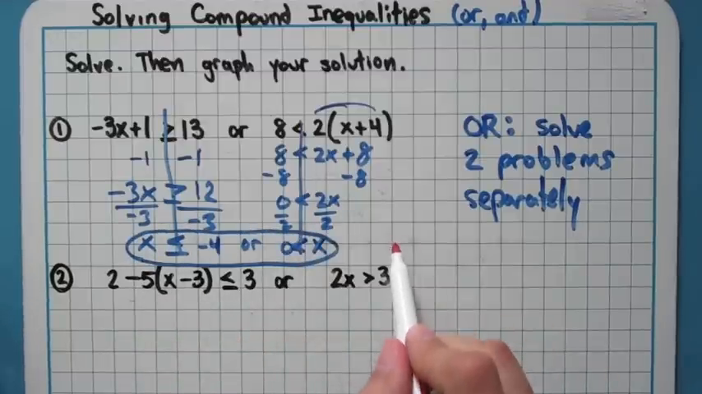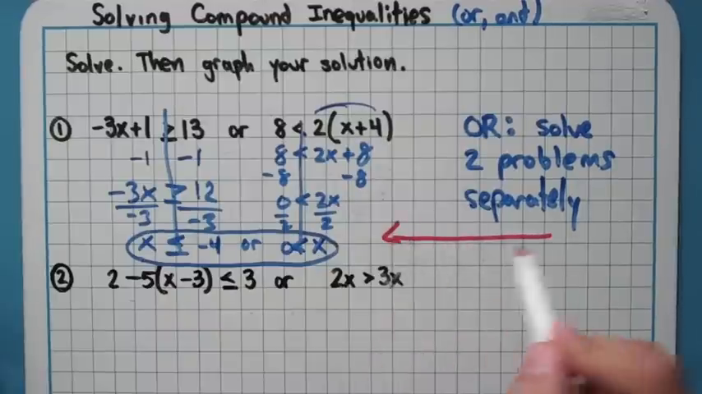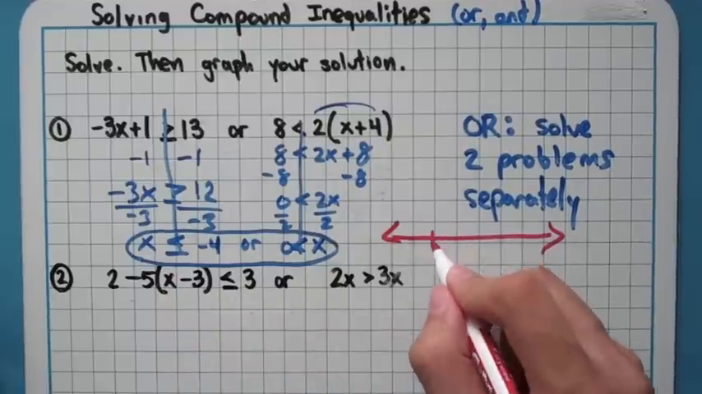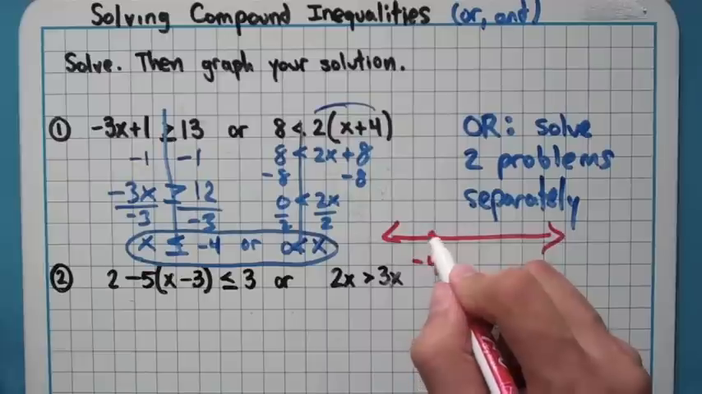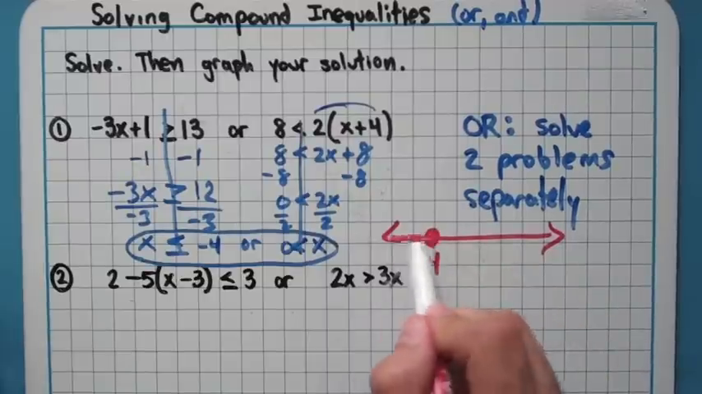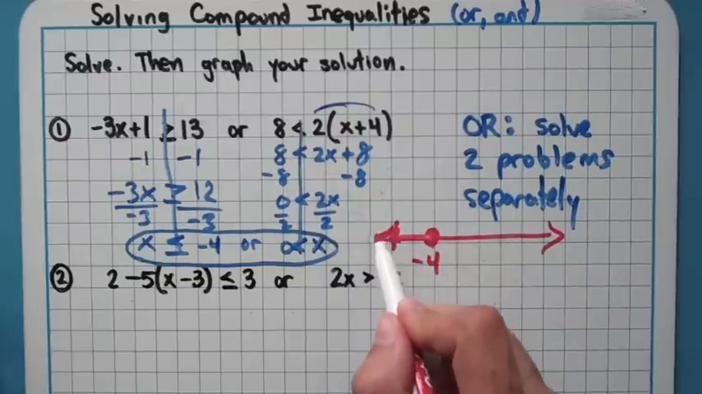So my first piece is not so bad to do. It's just x is less than or equal to negative 4. So here's negative 4, and less than or equal to is going to get shaded to the left. So it'll look like this.